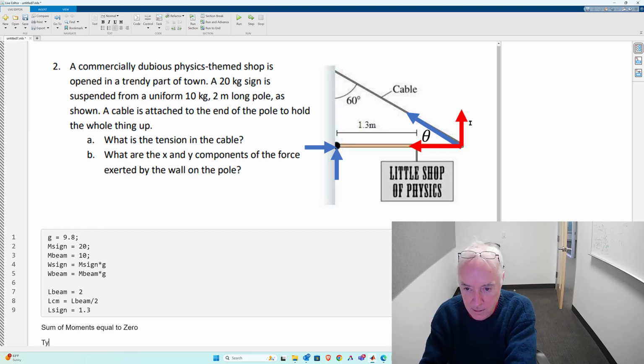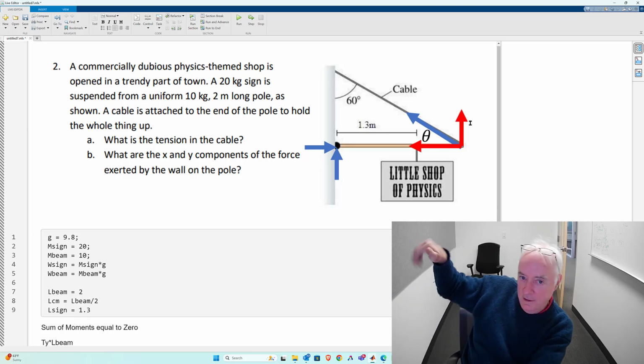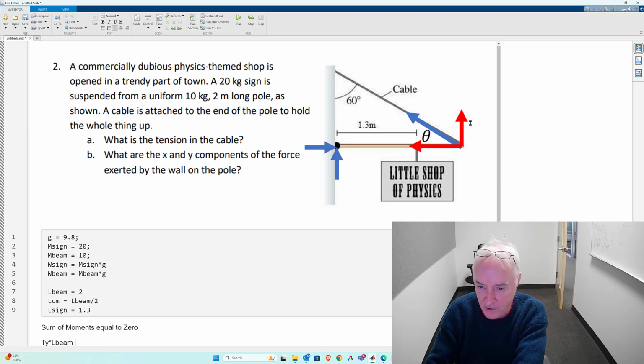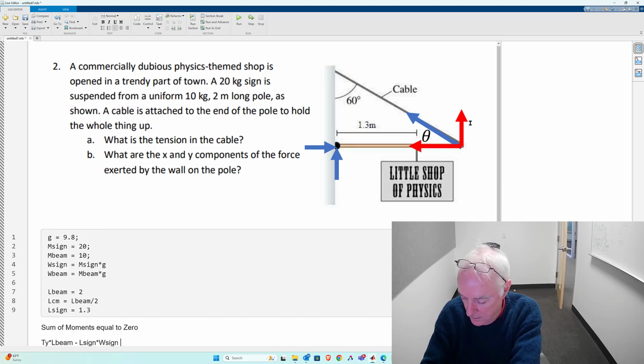Ty times the moment arm, which will be the full beam length, so L beam. And then the other two will be in the other direction, so we'll subtract those off. And so we'll get minus L sign times W sign, minus LCM times WB. And all that's equal to 0.